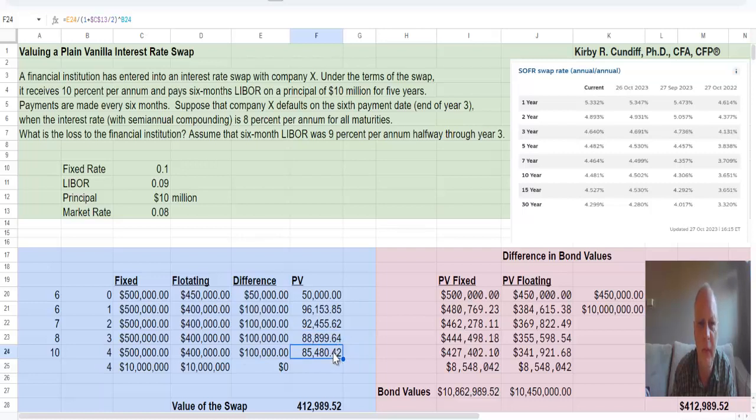88,899. And the final one occurs in 2 years, or 4 6-month time periods. So we get $100,000 divided by 1.04 to the fourth, or $85,000. If we sum up all of these, we get the value of the swap being defaulted on is $412,989.52. So this is using a series of forwards.